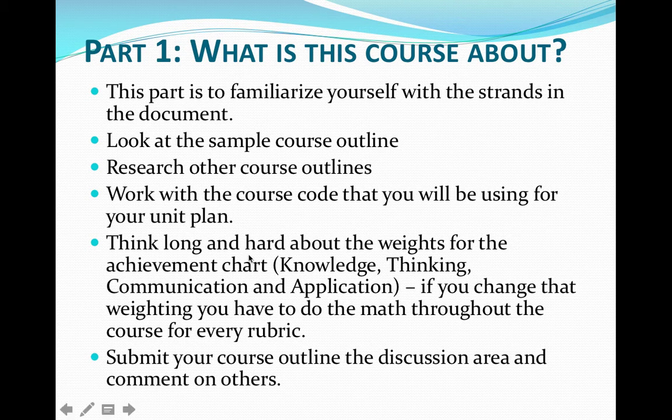So say something like my cooking course, application you may want to be worth more than communication. So you might say for every single assignment we do, application is going to be worth 30% or 40%, and then change everything else around that. So there's a lot of math involved in that. I'm not a fan of math. I became an English teacher and social science teacher for a reason. But if you want to go through the math of that and decide yourself, there's lots of arguments both ways on that. So then you submit your course outline to the discussion area and look at other people's for comments and feedback.